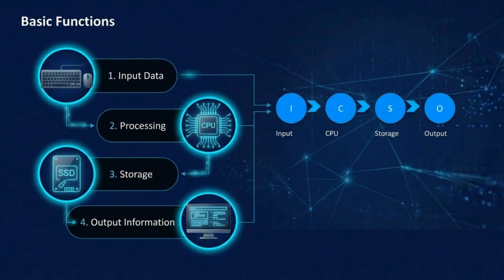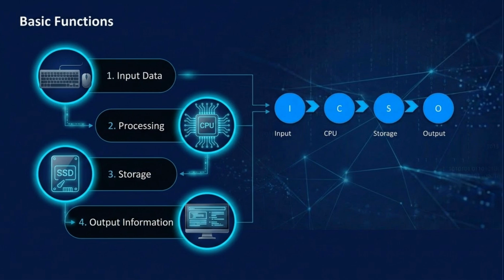The basic functions of a computer follow a clear sequence. First, it receives input data. Second, the CPU processes that data. Third, the information is stored. And finally, the computer outputs the processed information.